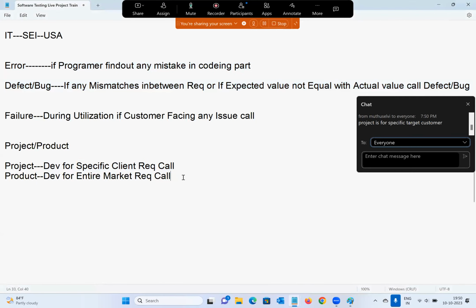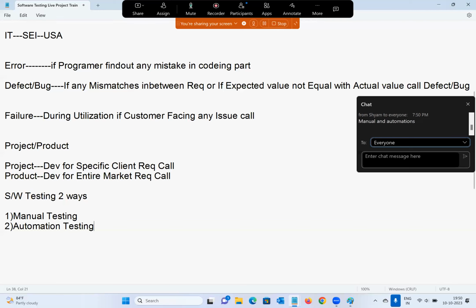And software testing has two ways. Software testing, how many ways? Two ways. One is manual testing, and the second one is automation testing. What is meant by manual? What is meant by automation?